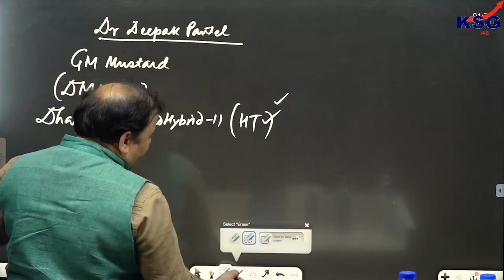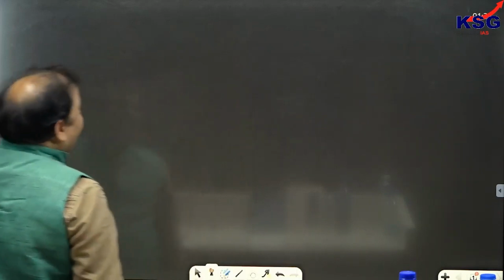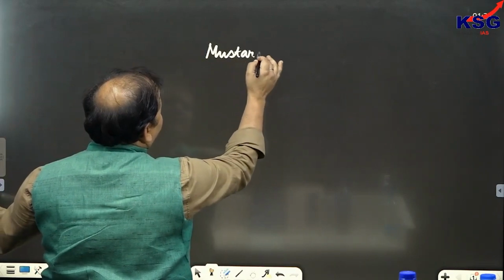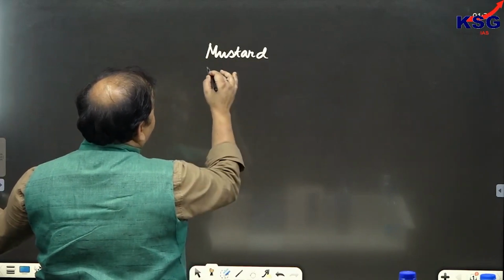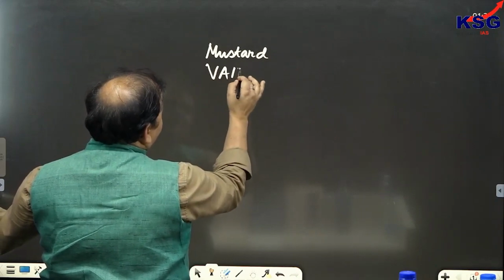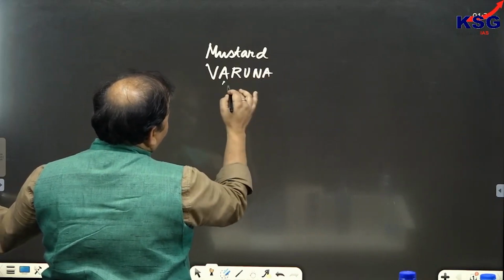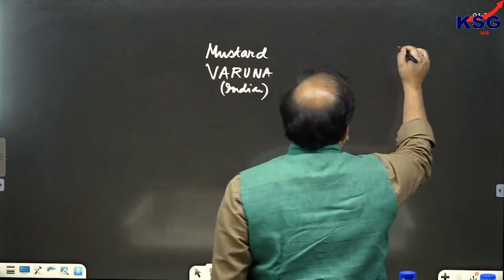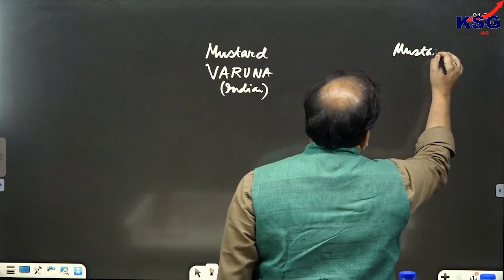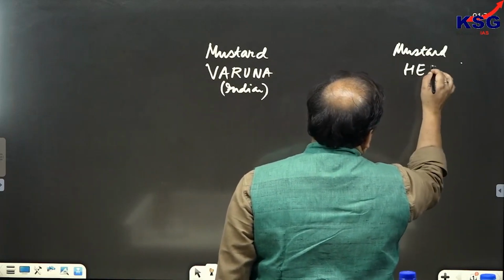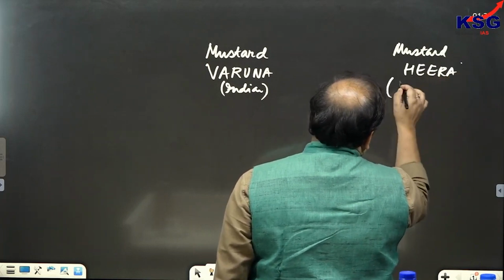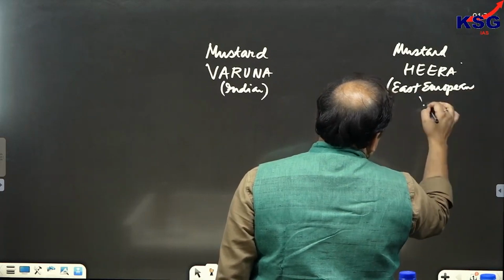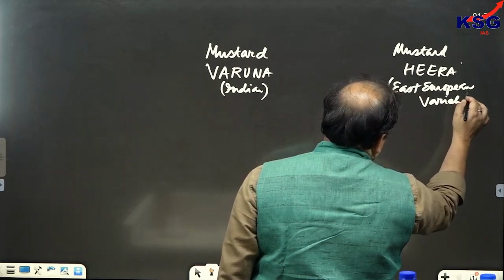But for developing this variety, we have taken two varieties of mustard. One variety of mustard is an Indian variety, and that variety is Varuna. And the second variety of mustard that we have taken is called Hera. This is an East European variety of mustard.